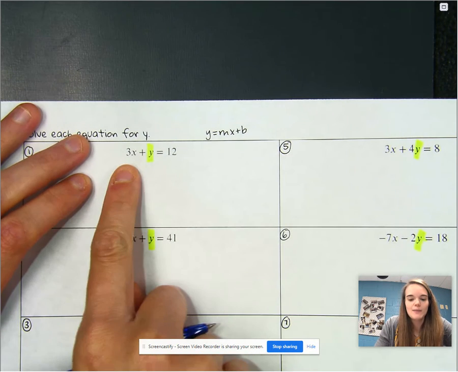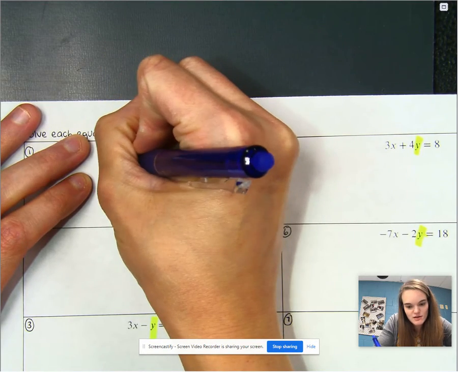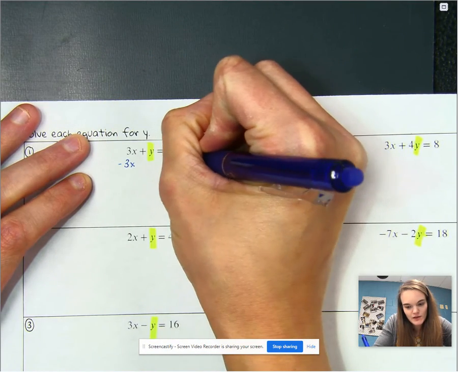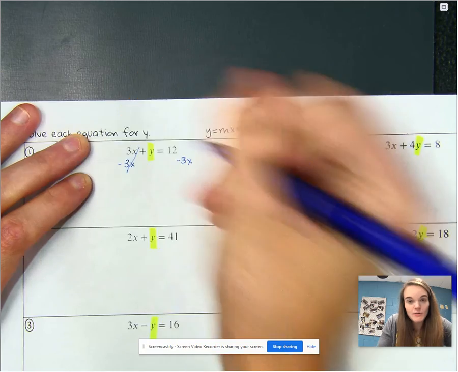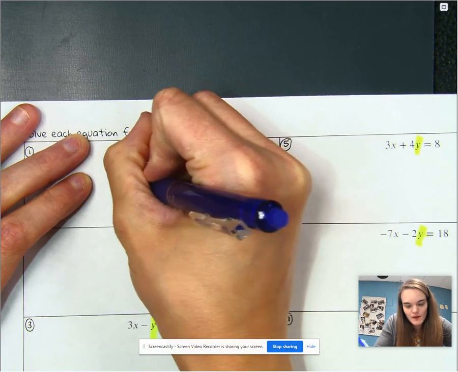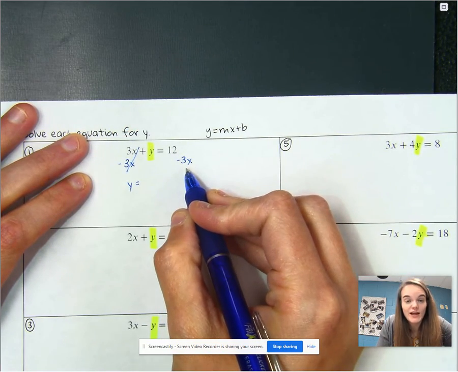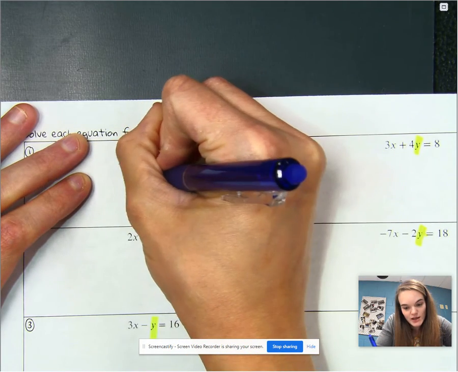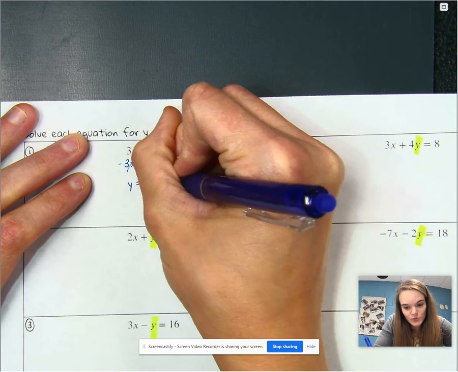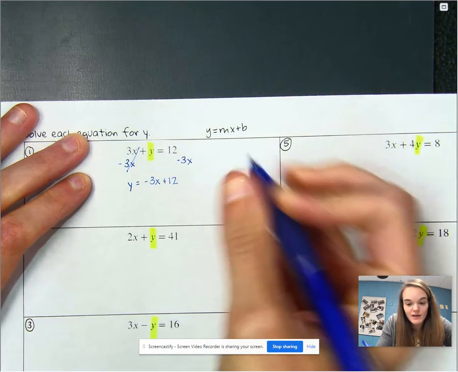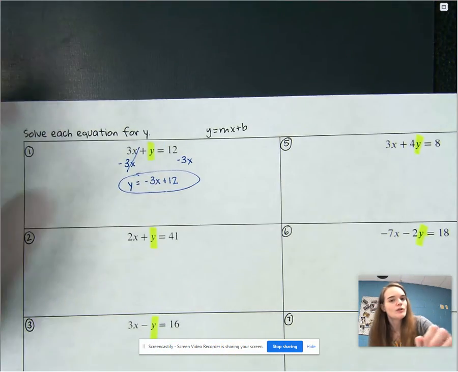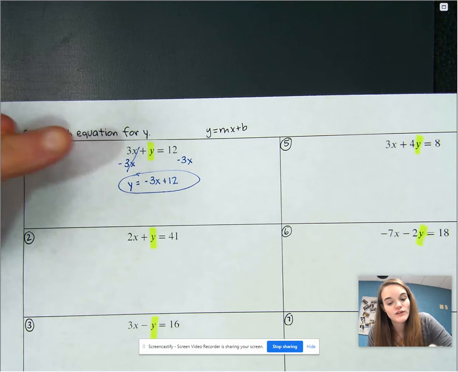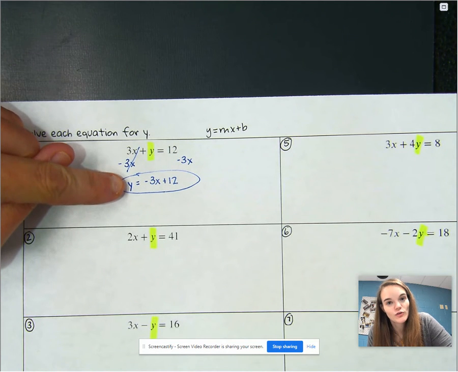Number one, I'm going to move over the 3x. 3x is positive, so I'm going to subtract it. I'm going to bring down the y. I'm going to bring down negative 3x first because I want it in this form. Negative 3x plus 12 because it's positive. I am finished. No, they won't always be that easy. The only reason I'm finished is y doesn't have anything in front of it, okay?